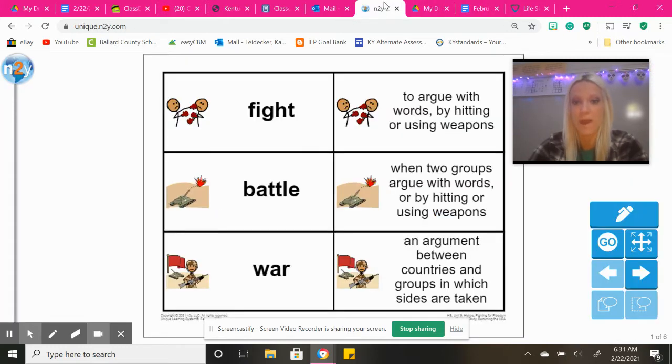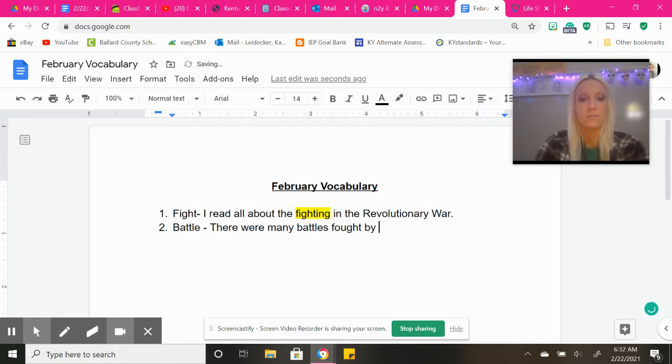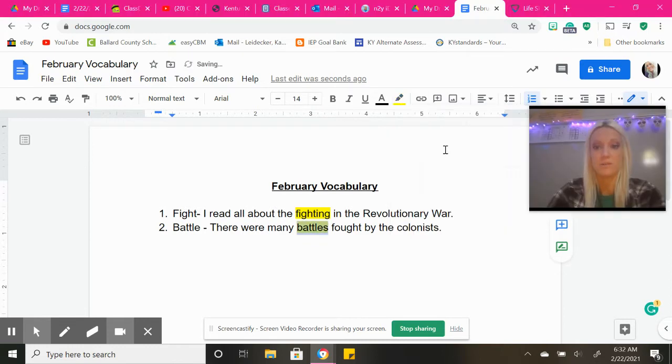So let's do the next one, battle. When two groups argue with words or by hitting or using weapons. So the next word is battle. So I would say there were many battles fought by the colonists. So I'm going to highlight my word battles. Don't use my words. These are my sentences, so you create your own sentences.